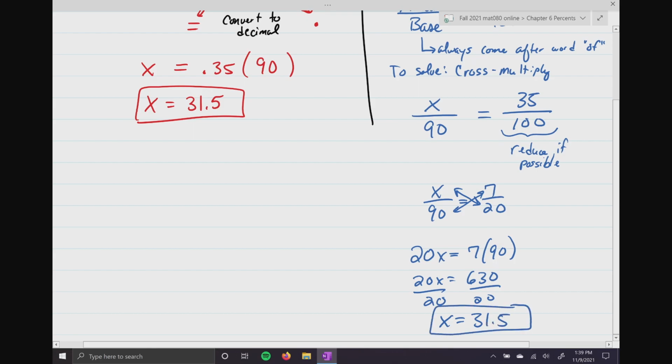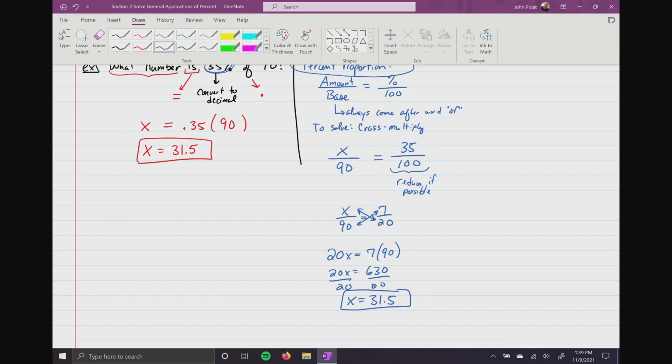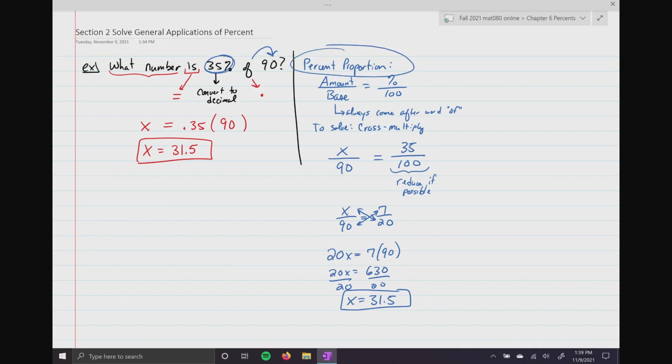So there are two ways to do this problem. I'll zoom out. There are two ways to do it. I think the percent proportion is going to get a lot more use because it's easier to set up versus just a sentence where you're supposed to create your own little equation. But what I'm going to do here is I'll do a couple more, and I'll do them both ways so you can see them both. You could do which way you want.